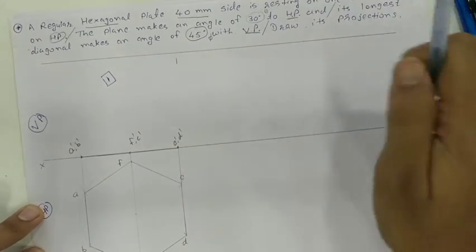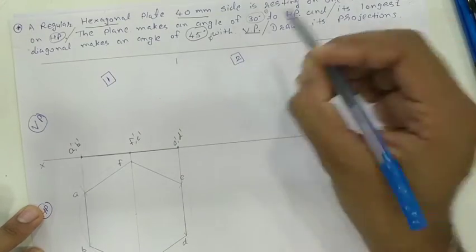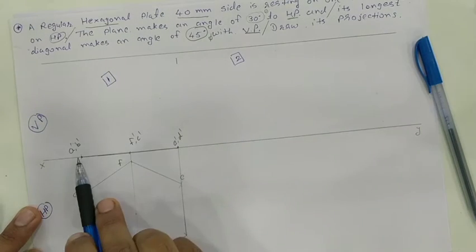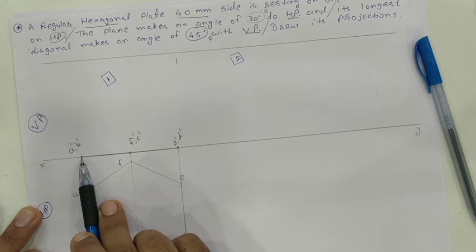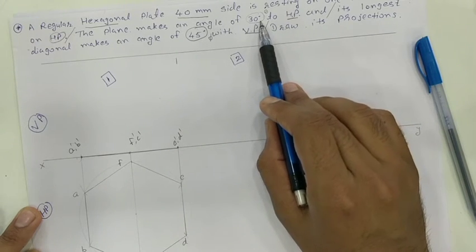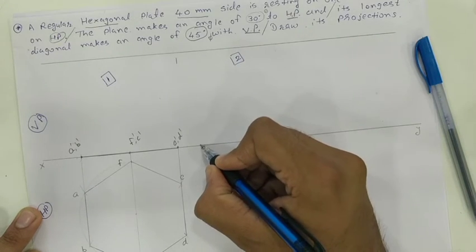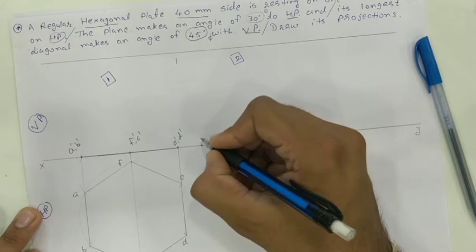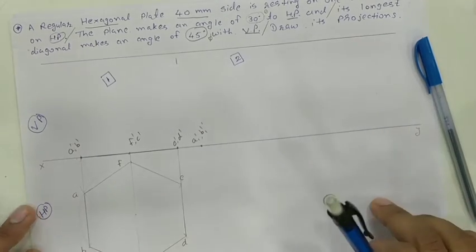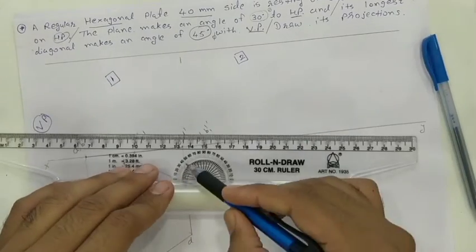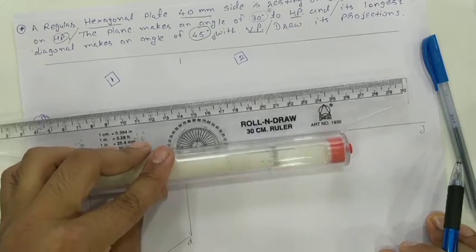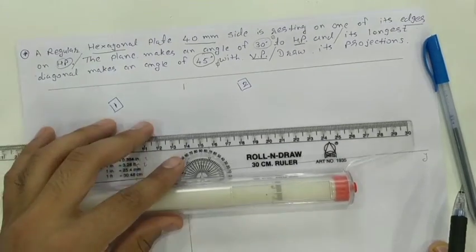Now I'm moving ahead with step 2. I will take any random point, this is my inclination point, where it is inclining at 30 degrees. I will place any random point and mark it as A1 dash and B1 dash. Now you can see the angle placed here. What I will do, I will come to the point.